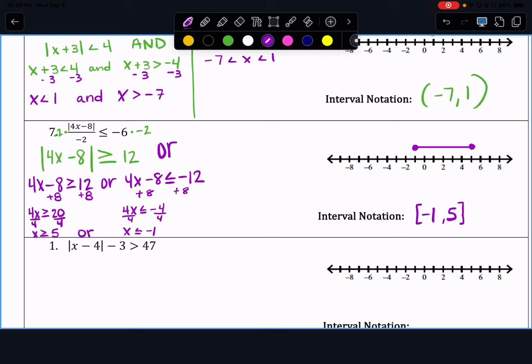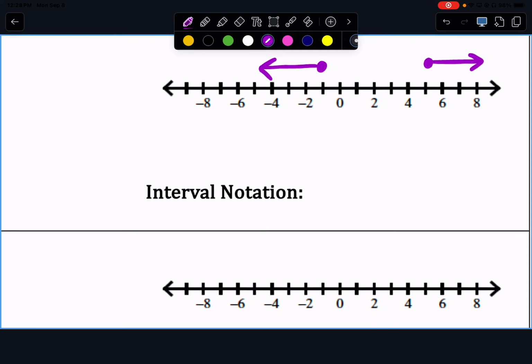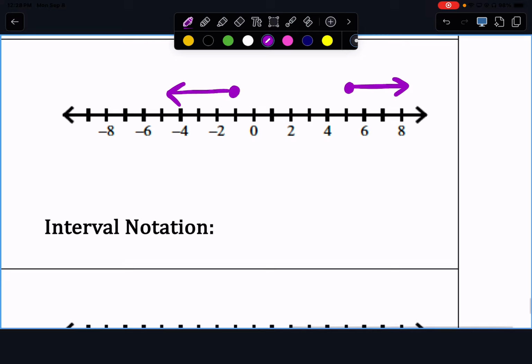Wait. What did I do? I made it an and. My goodness gracious. How do I actually do this? Someone tell me. Or how would I make my graph? What do I need to change about my graph? They need to graph apart. Okay, then how would I do the interval notation for that?